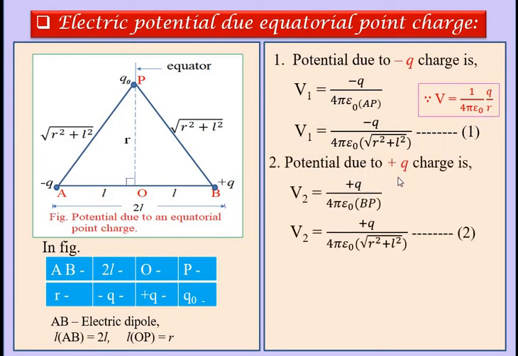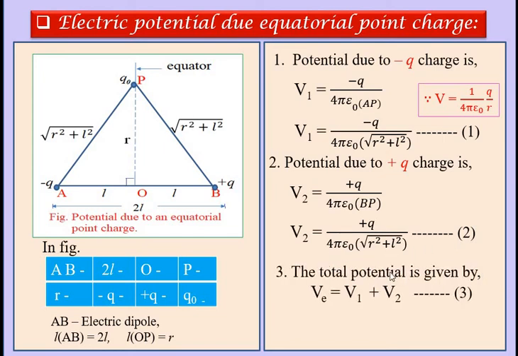And the potential due to plus Q charge is given by the relation V2 is equal to plus Q divided by 4 pi epsilon 0 into BP. Because here plus Q charge is placed at point B and is at a distance BP from the charge Q0. So, the distance BP is the same. BP is equal to under root R square plus L square. So, V2 is equal to plus Q divided by 4 pi epsilon 0 into under root R square plus L square. Suppose this is equation number 2.